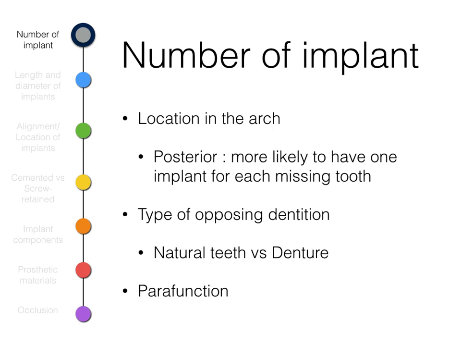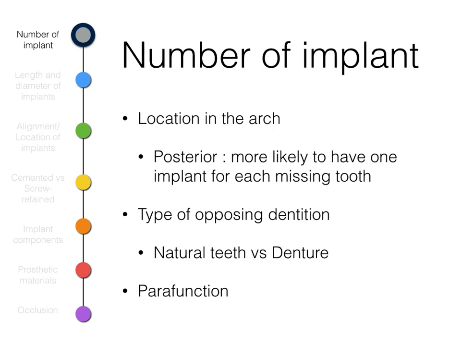The second factor is the type of opposing dentition. If the opposing dentition is natural dentition, that means the force will be higher than when the implant is opposed by dentures. So with natural dentition, ideally we still replace all the missing areas with single implant restorations.